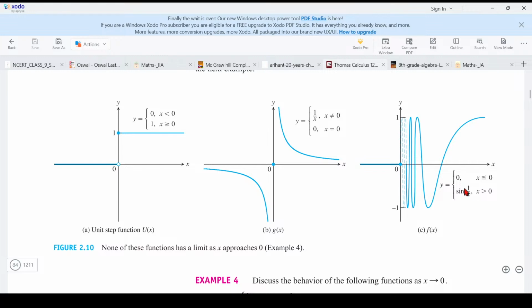1 by infinity becomes sine 0. So that is fine. I'll show you another. Just give me a minute.